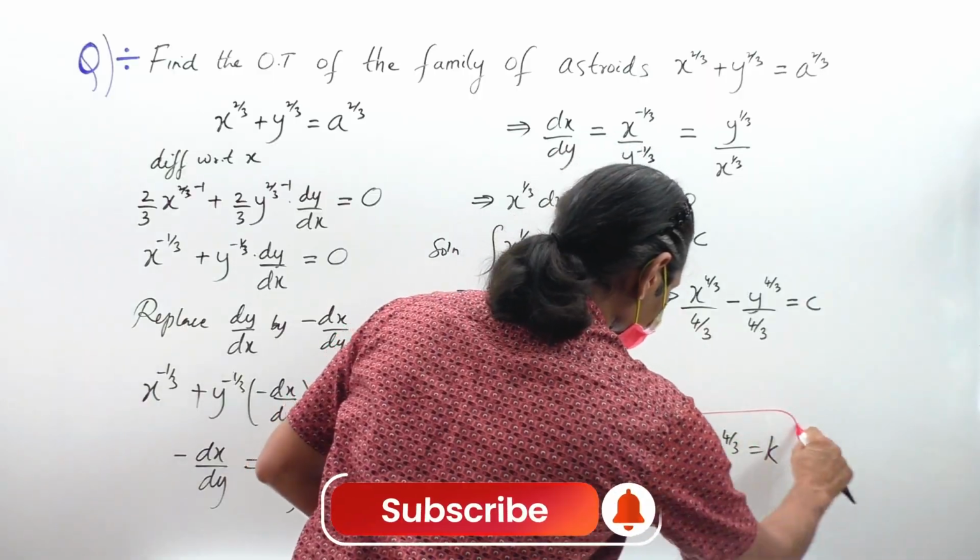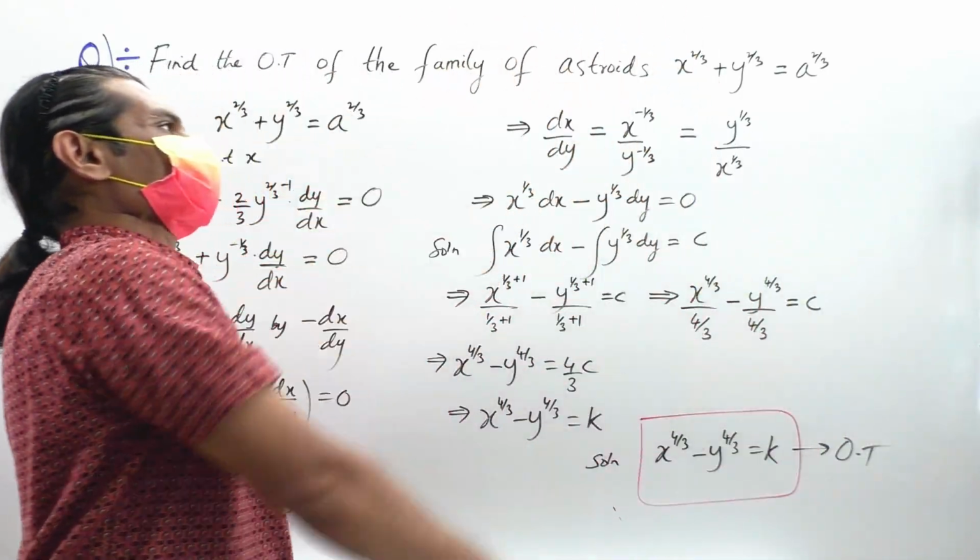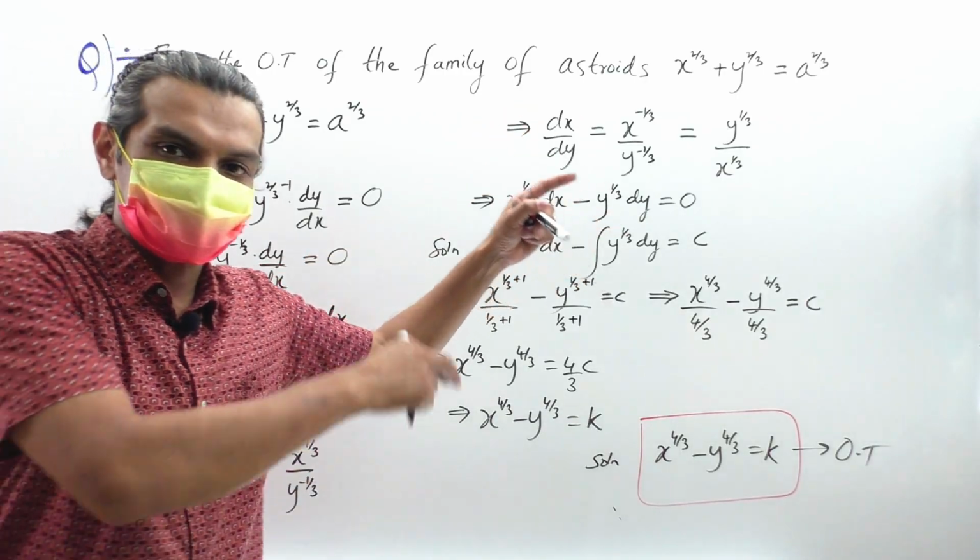This is the required orthogonal trajectories for the family of astroids x raised to 2 by 3 plus y raised to 2 by 3 is equal to a raised to 2 by 3.